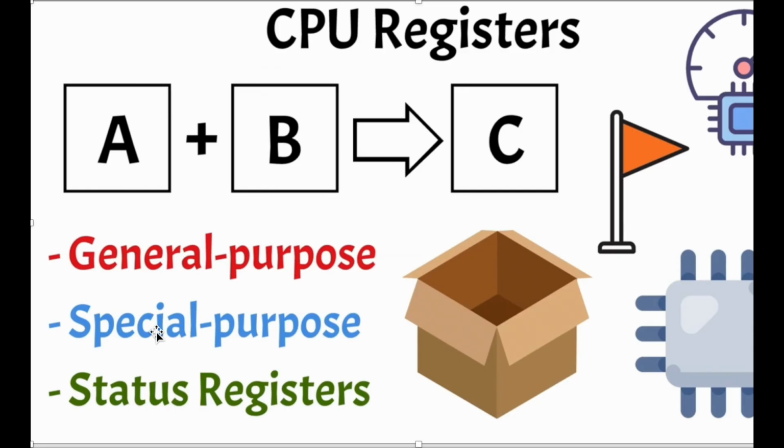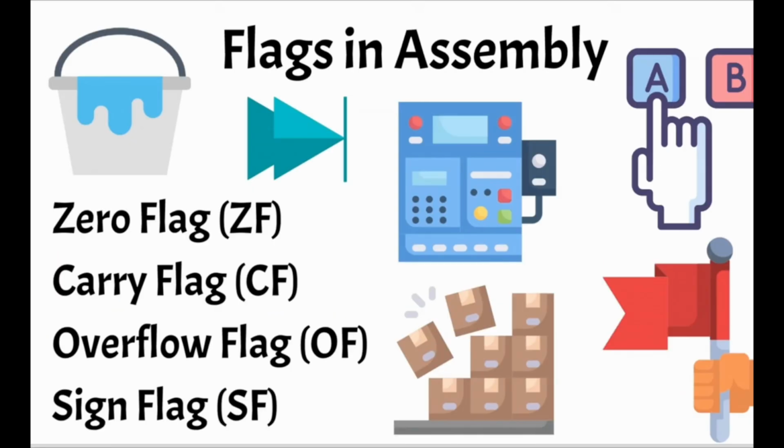arithmetic operations. Let's take a look at flags in assembly. Flags are special bits. We can think of a flag as a bit. The smallest flag, the smallest bit, is 1 bit. So, for example, you might have 0 or 1 to indicate whether it is off or on.